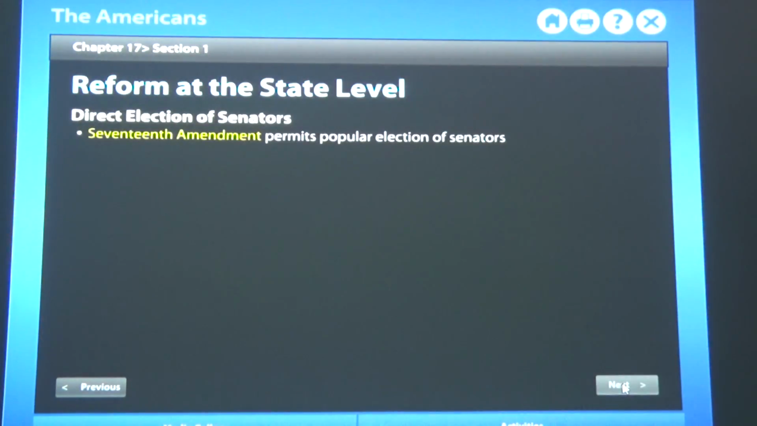And finally, direct election of senators. You might not know it, but each state has 2 senators, and they were not directly elected until the 17th Amendment was passed. Now this allows for popular election of senators. Before that, the state legislatures would select the 2 U.S. senators that would go to Washington every 6 years or so, depending on when their time was up. So the 17th Amendment changes that. Now people elect the U.S. senators in this country.